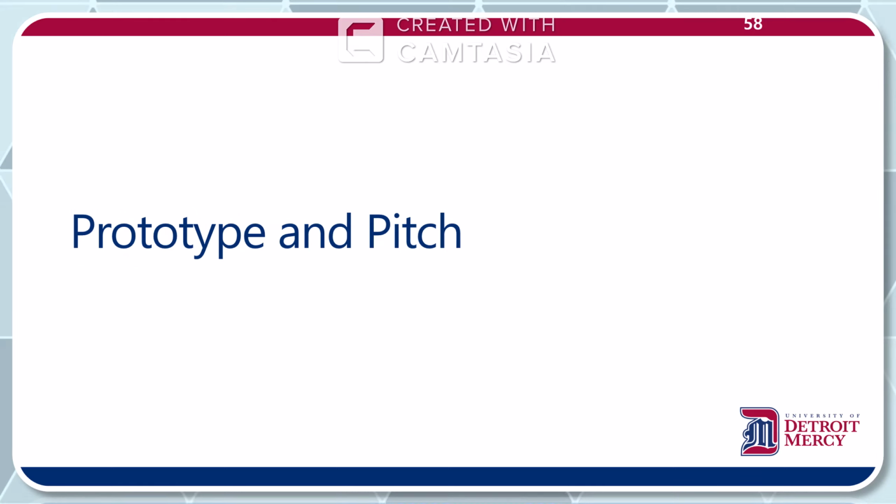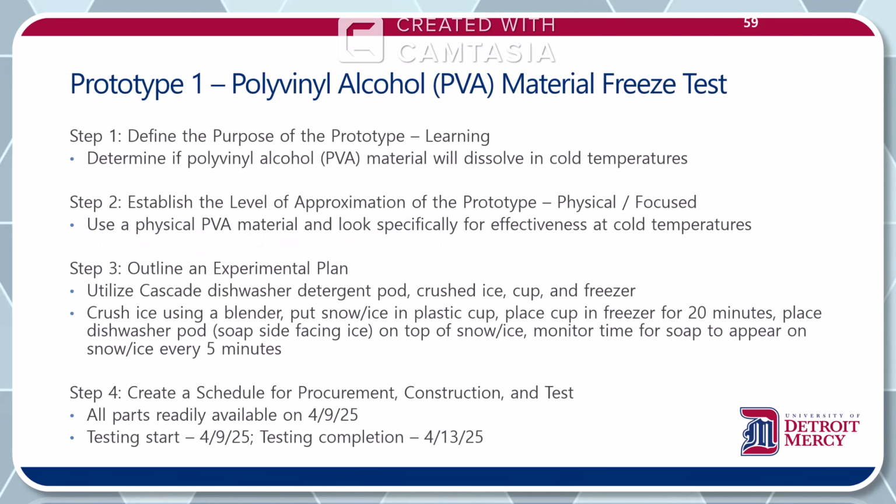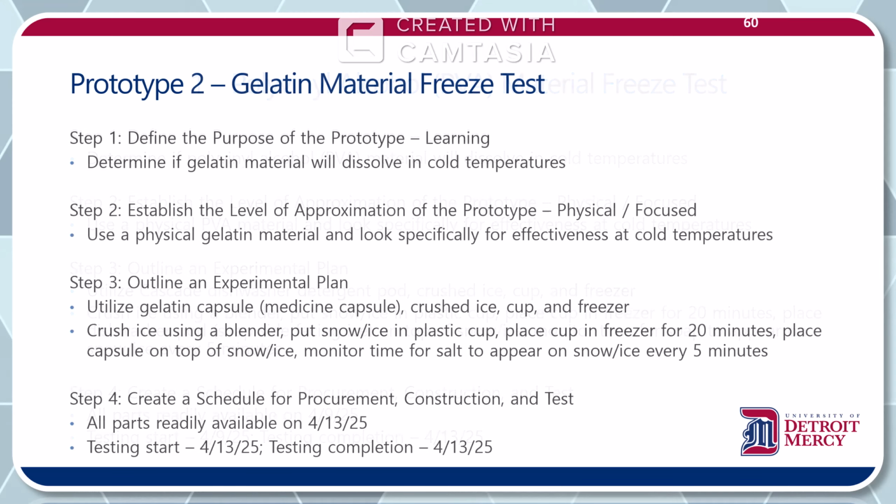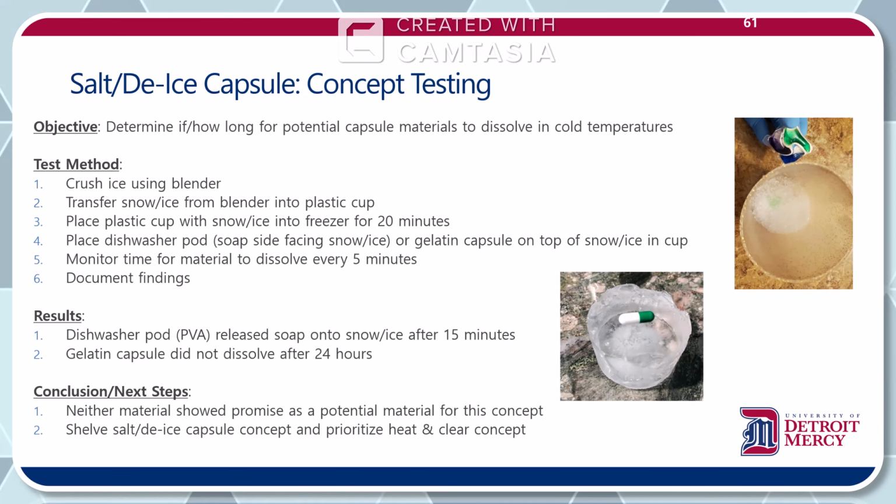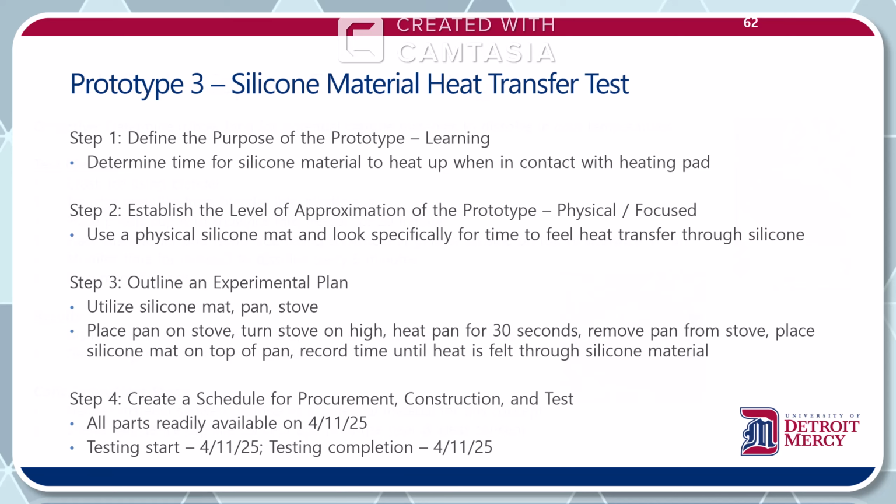With concepts in hand, the team began working on prototyping by leveraging the 4-step process listed in the course textbook: product design and development. First, prototypes for the salt and de-ice capsule were created using dishwasher pods on a crushed ice in freezer to determine if polyvinyl alcohol would dissolve in cold conditions. A second prototype using gelatin capsules on ice was created to determine if gelatin would dissolve in cold conditions. These form the salt and de-icing capsule concept tests, which showed neither material dissolved quick enough to be viable without further research, leading to the concept being shelved.